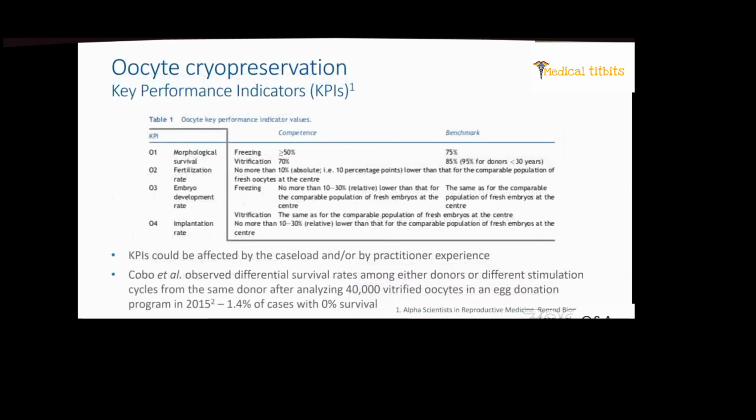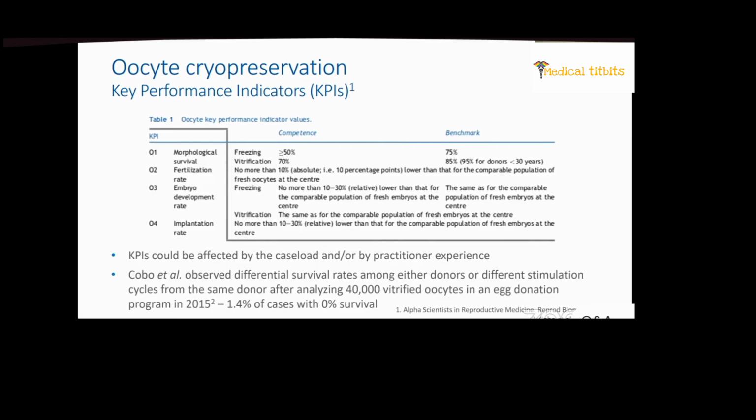According to the Alpha Consensus, predicted values for oocyte survival, fertilization, embryo development, and implantation rates all favor the vitrification technique over the slow freezing method. The implantation rate should be the same as for a comparable population of fresh embryos in the clinic, but, as stated previously, may be lower. These KPIs could be affected, nevertheless, by caseload, ovarian stimulation, and practitioner experience.